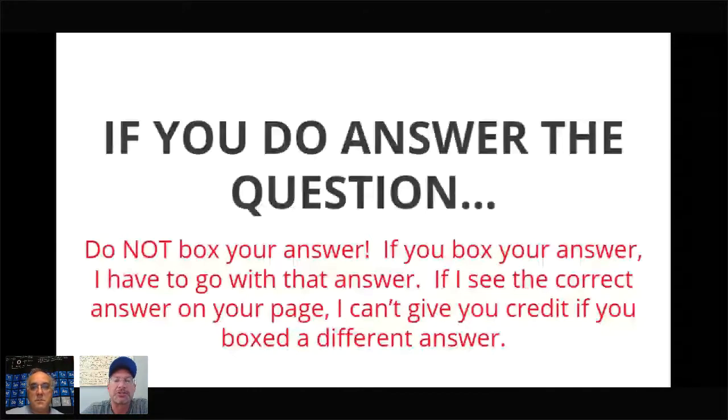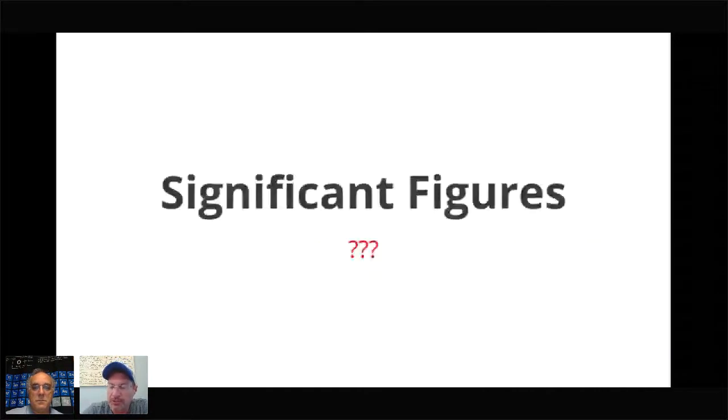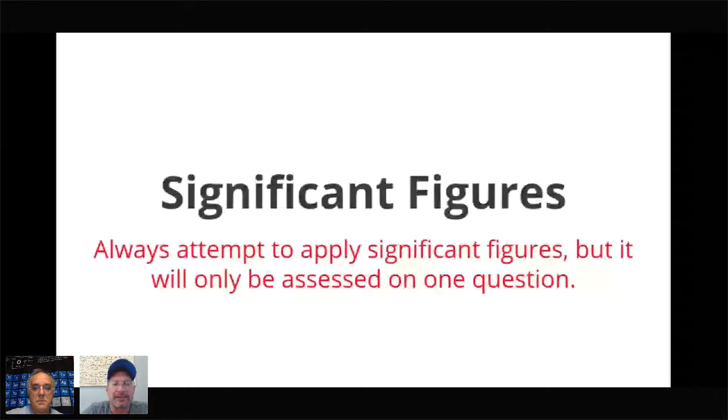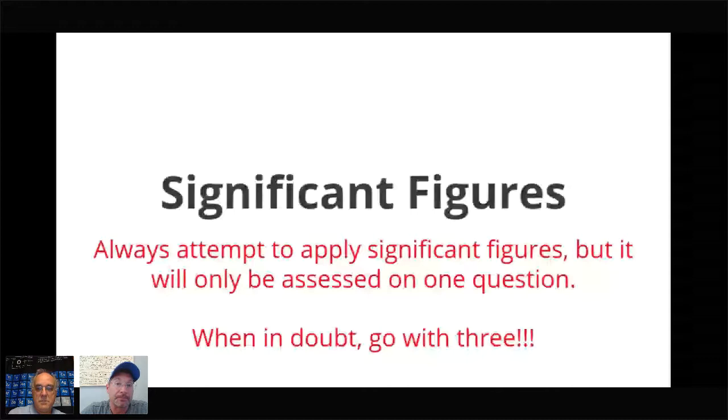All right. Significant figures. Do we use significant figures on the AP exam? You betcha. So always just attempt to apply sig figs. Okay, it's not hard to just try and use sig figs. If you read a question and every single number has 3 sig figs, guess what your answer has to have? 3 sig figs. Okay, now it's only going to be assessed on one question, and typically it's a lab question. Typically it's a measurement question, like reading a buret. Okay, but if you don't want to worry about sig figs, when in doubt, just go with 3, okay?